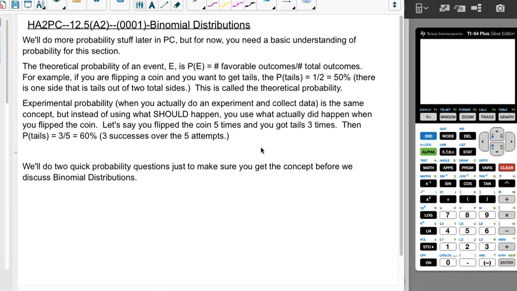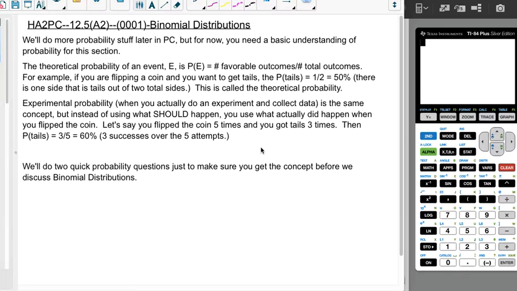This is called theoretical probability because it's based on what should happen in a perfect world, based on the number of items available. Experimental probability, and that's when you actually do an experiment and collect data, is the same concept, but instead of using what should happen, you use what actually did happen when you flip the coin. So let's say you flip the coin 5 times. You're definitely not going to get a 50% probability, because 5 is an odd number and there were only 2 possibilities, heads or tails. So there's no way that it came up tails 2.5 times. That's not possible. So you flip a coin 5 times, you got tails 3 times, then the experimental probability of tails was 3 out of 5, meaning 60%, because you had 3 successes over the 5 attempts that you made at flipping the coin.